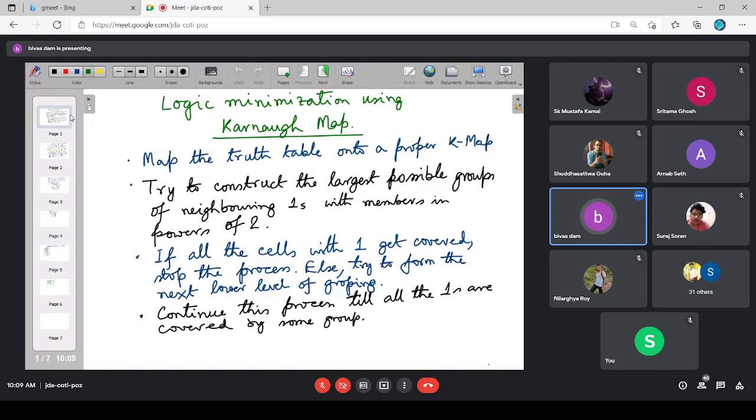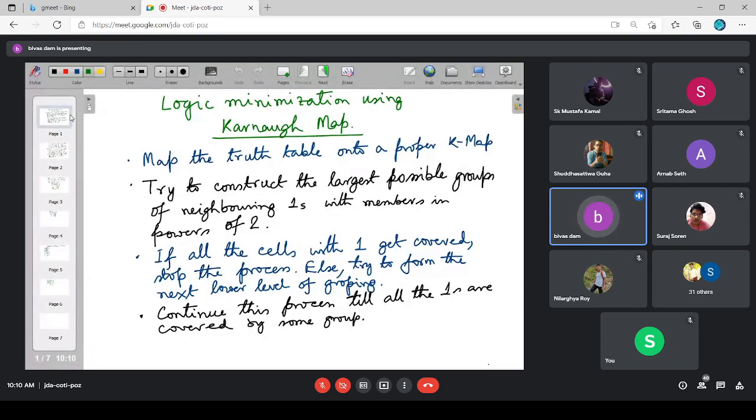So first we will be trying to find out whether there is any possibility of forming the largest possible group consisting of ones. Then if all the cells with 1 get covered by that particular level, then we'll stop there. That means once we can cover all cells containing 1 by some group at a particular level. Remember, when I'm talking about a level, I mean n is equal to 4. If I have 4 input variables, it will start from n is equal to 4. Then I'll go down to n is equal to 3, then n is equal to 2, then n is equal to 1, and then n is equal to 0.